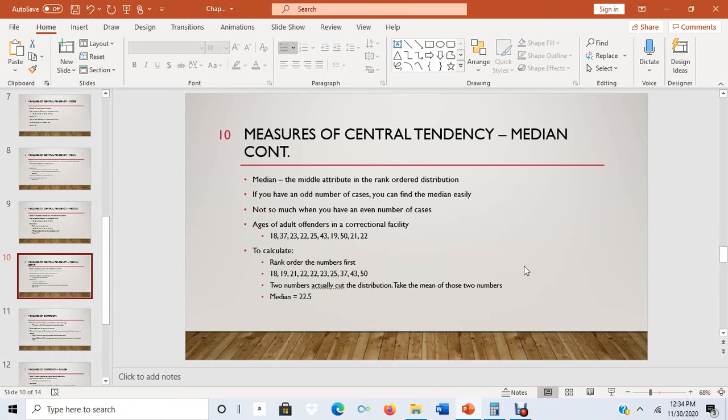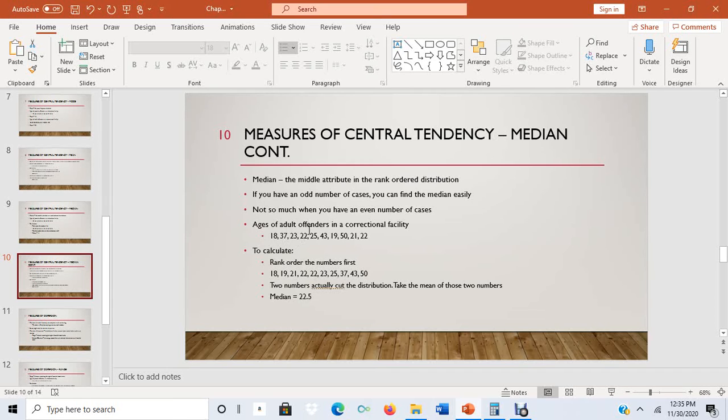Now here's where things get a little more complicated. If you have an odd number of observations, it's very easy to find the median. However, if you have an even number of cases, it's a little more difficult because it doesn't cut the distribution exactly in half. So the calculations are a little more complicated. Basically, you rank order the numbers first.